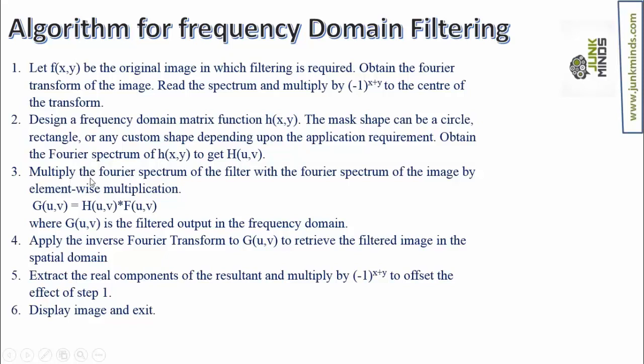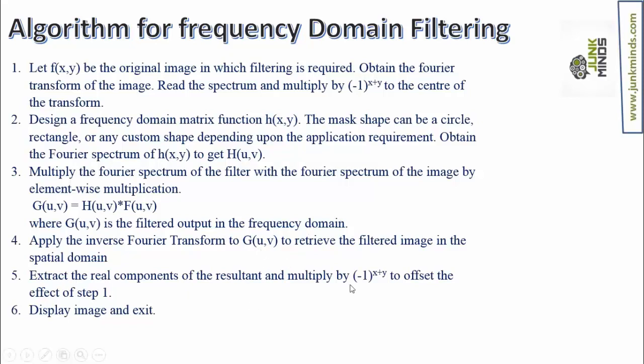Then we multiply the Fourier spectrum of the filter with the Fourier spectrum of the image, and we get G(u,v), which is equal to H(u,v) times F(u,v), the Fourier spectrum of the filter times the Fourier spectrum of the image, and G(u,v) is the filter output in the frequency domain. Once this is obtained, we apply the inverse Fourier transform to get the image back in the spatial domain.